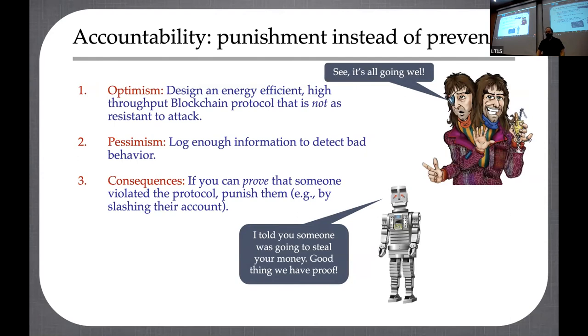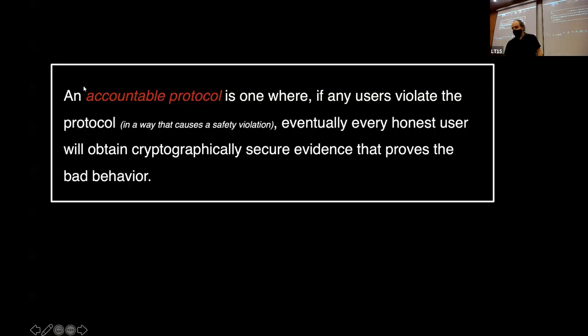Okay? So this is the idea of accountability and of accountable agreement protocols. An accountable protocol is one where if any user violates the protocol, eventually every honest user will obtain cryptographically secure evidence that proves their bad behavior.